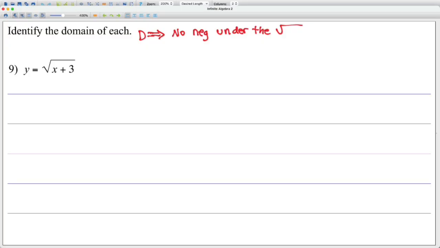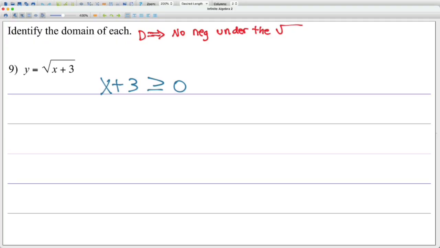As far as we're concerned with the domain, we're talking about real numbers. Eventually, we're going to get into something where we'll have negatives with square roots, but not right now. There are no negatives under the square root. So, if we cannot have any negatives under the square root, that x plus 3 has to be greater than or equal to 0. Are you with me so far? Anything that's greater than or equal to 0 is not a negative.